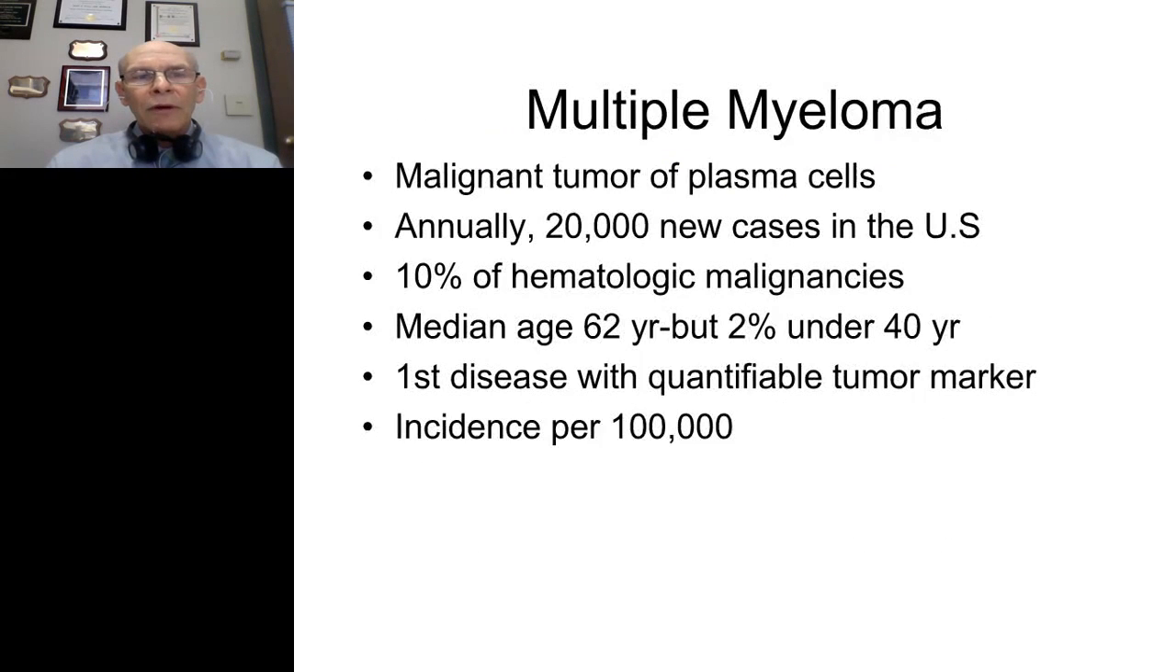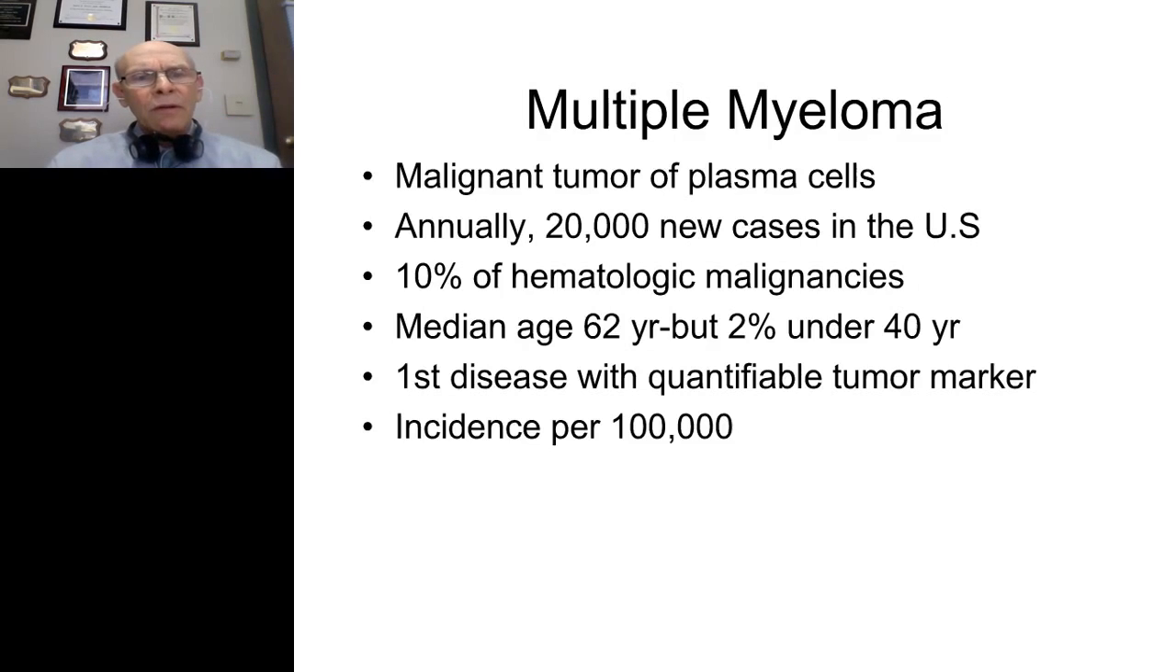Multiple myeloma is the most malignant of these conditions. It's relatively common, and it accounts for about 10% of hematologic malignancies across the United States. Now, while this condition usually occurs in older individuals, it can be found in individuals under the age of 40.